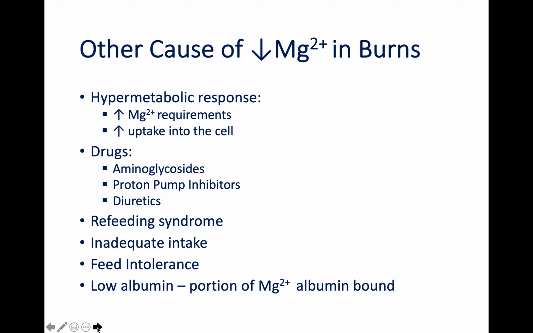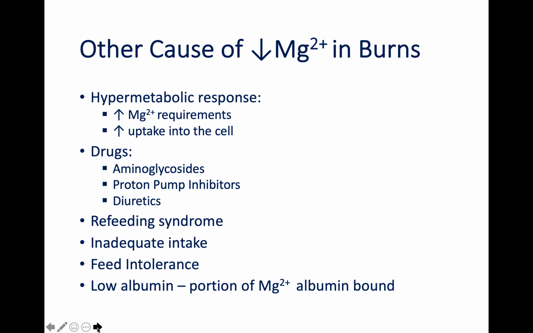Inadequate intake of magnesium and feed intolerance. So you'll have heard in the previous tuts that diarrhea and vomiting is a common symptom of sepsis in Burns patients. So when patients are septic and they have feed intolerance, they may not be absorbing magnesium and they may be excreting it incorrectly, and as a result they may become hypomagnesemic.